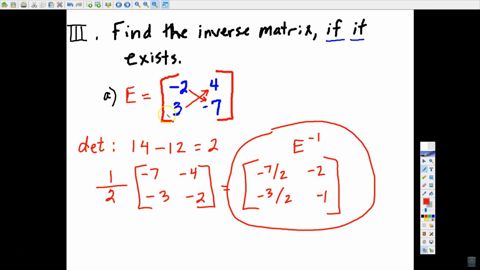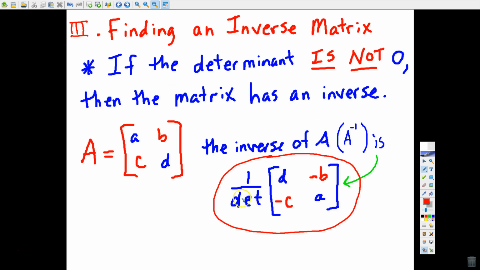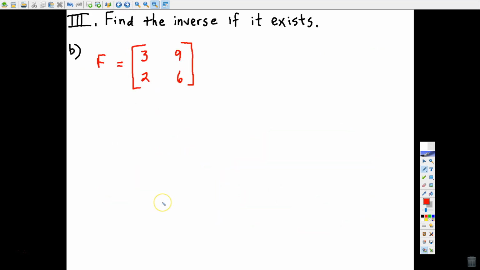Why did we find it? It's part of finding the inverse. Remember, it's this number here. So yes, you need to do that first because that kind of segues into letter B. Matthew, help me out with finding the inverse here. Let's first find the determinant.